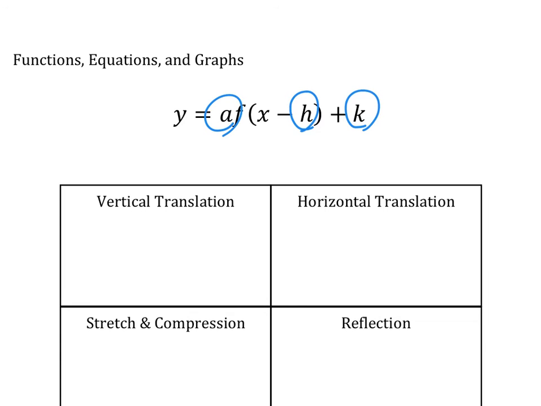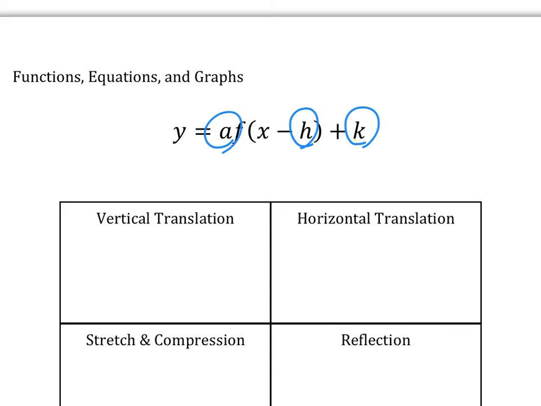So what do they actually do to the function? Well, let's start with k, which is a little bit easier. k means the up and down movement. If k is greater than 0, then our function is going to go up. If k is less than 0, then our function is going to go down. And then h is going to be the horizontal translation, so it goes left and right.